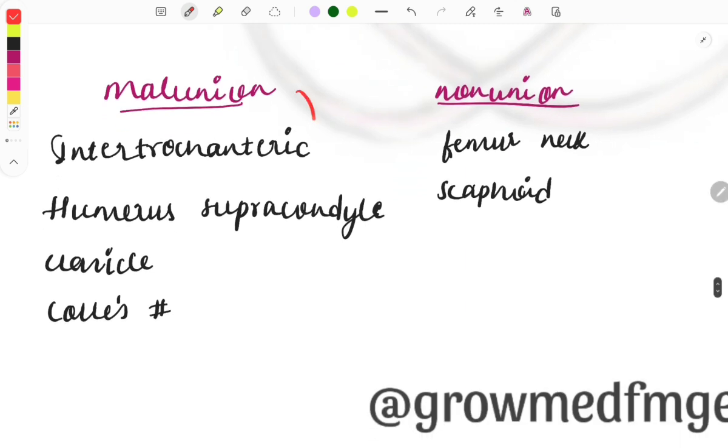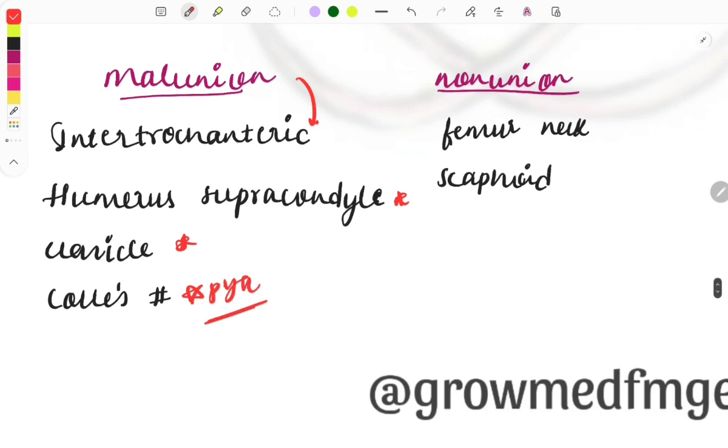The malunion: intertrochanteric fracture will cause malunion. Humerus supracondylar fracture, malunion. Clavicle and the Colles fracture. So this was a PYQ about the Colles fracture. Then see, as 4 options are there here, right? So they can ask a question like "all of the following except" kind of a question. So whichever is not given in the options, then you need to choose that answer.